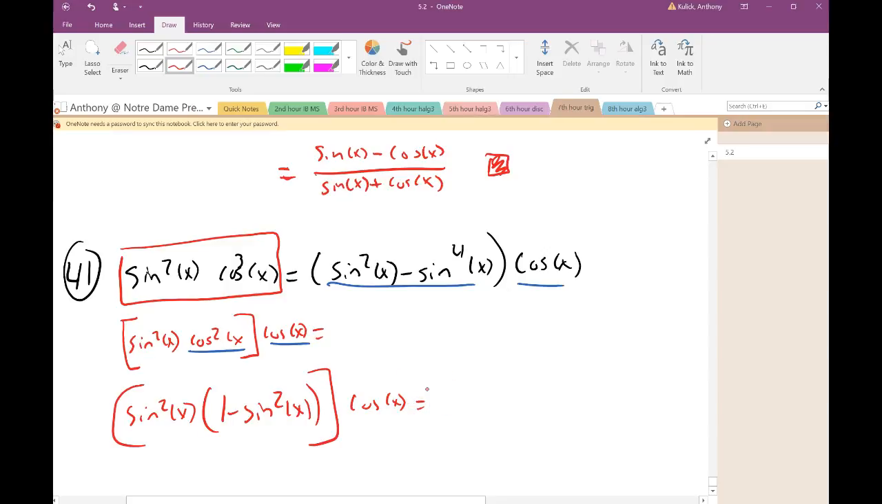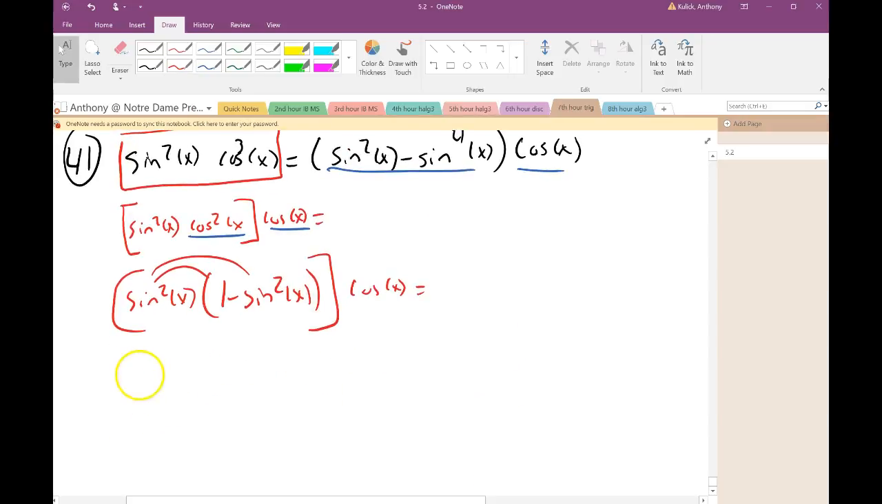Everybody's okay there? Distribute. So that's sine to the squared minus sine to the fourth, cosine x, and that's what I was fishing for.